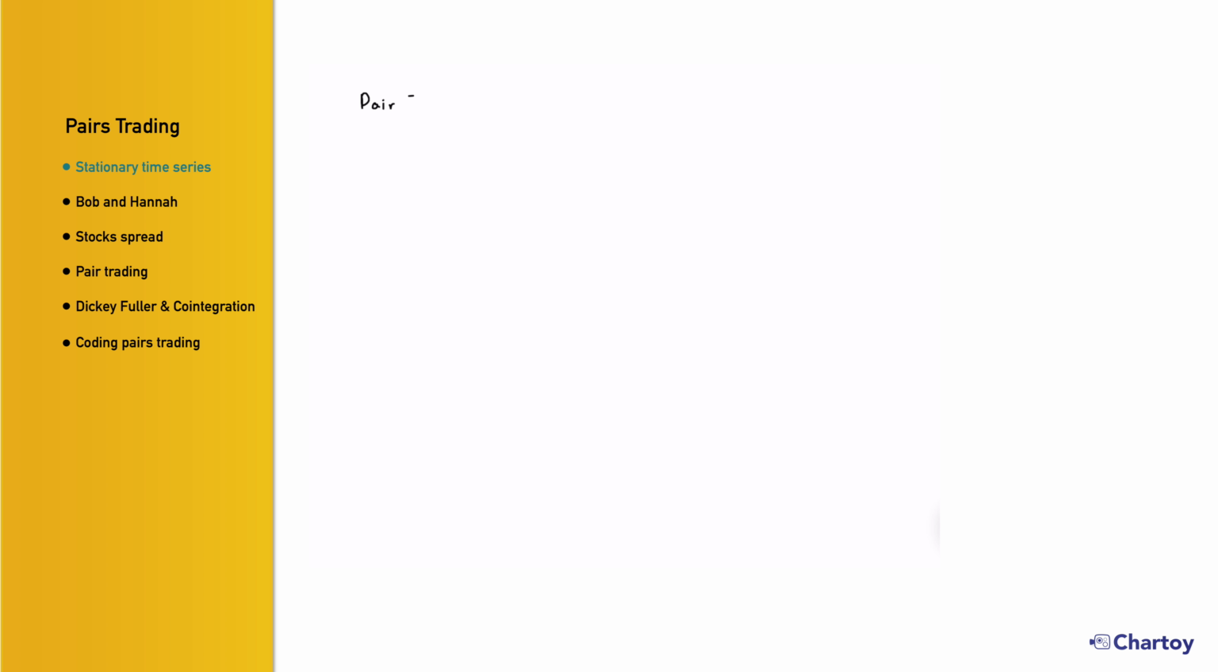Okay, so this class is about pairs trading. But in order to talk about pairs trading, we first have to discuss the term stationary. So let's start with stationary. Looking at this graph, let's say it's some sort of time series. Forget about stocks, it's just a time series.